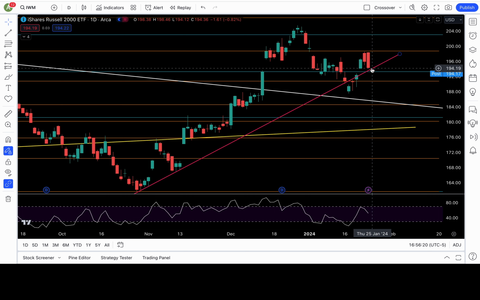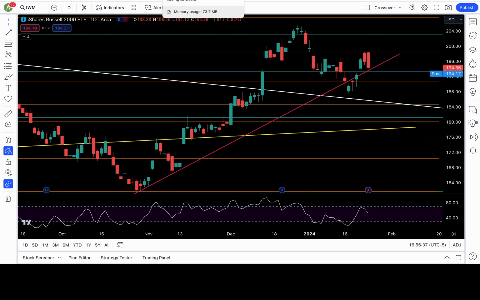If it's going to bounce, I like to see it recapture 197, 199 gap fill, possibly all the way back up to 203 in play.